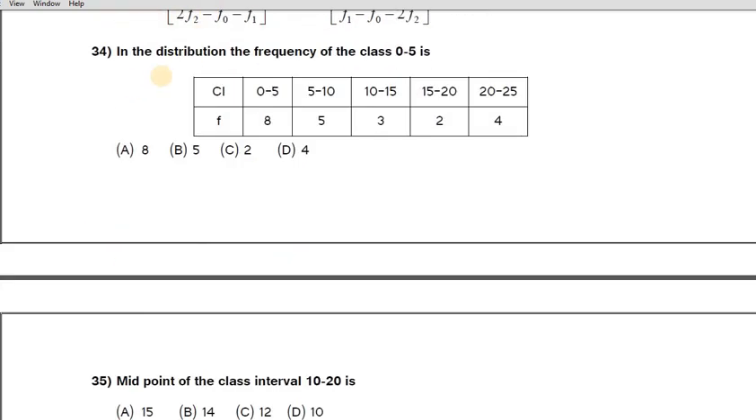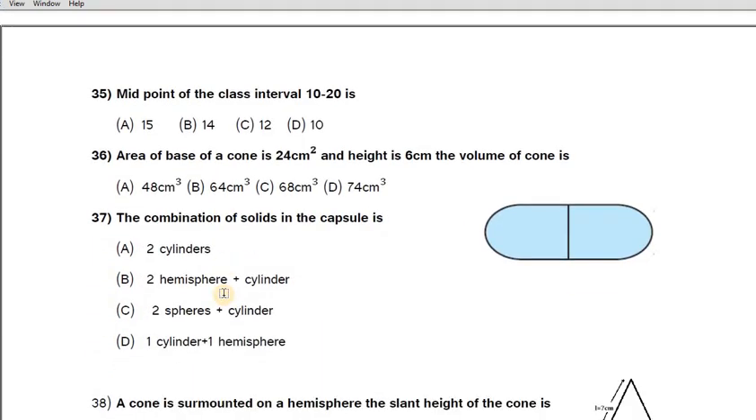Number 34. In the distribution, the frequency of the class 0 to 5 is, so where is the 0 to 5 class interval? It is the first one only. So in that, how many frequencies are there? That is 8. Hence option A, 8 is correct. So very simple one.